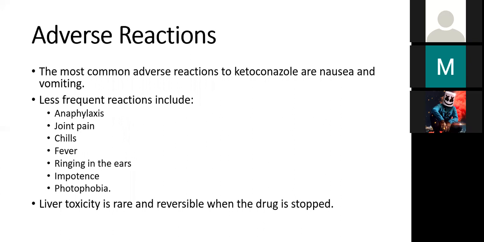So the common adverse effects are nausea and vomiting, but less frequently they can have anaphylaxis, joint pains, and ringing in the ears. And it's very important to take note of the impotence here, so that when you are addressing such a problem, consider this medication and ask for it in the drug history. Liver toxicity can occur, but once you stop the drug, the liver toxicity is reversed.